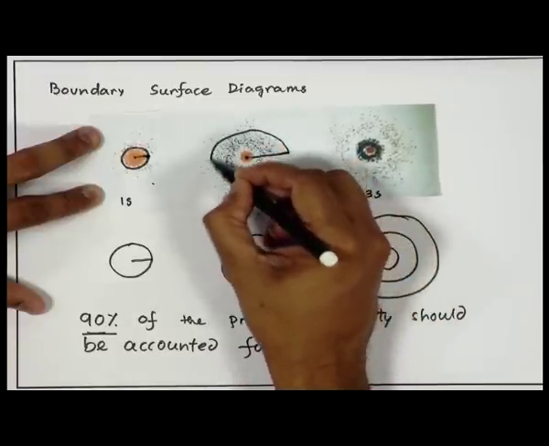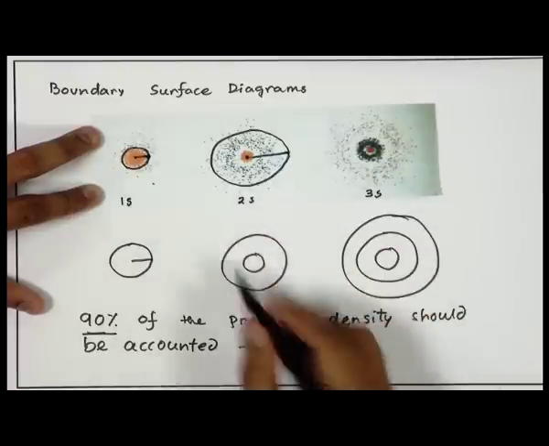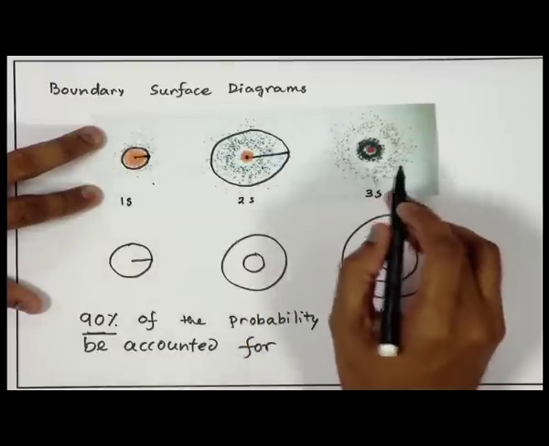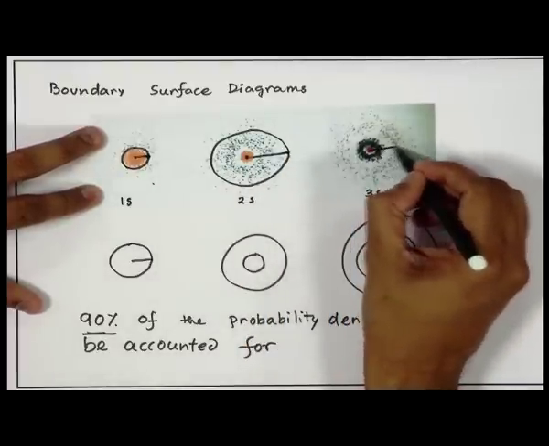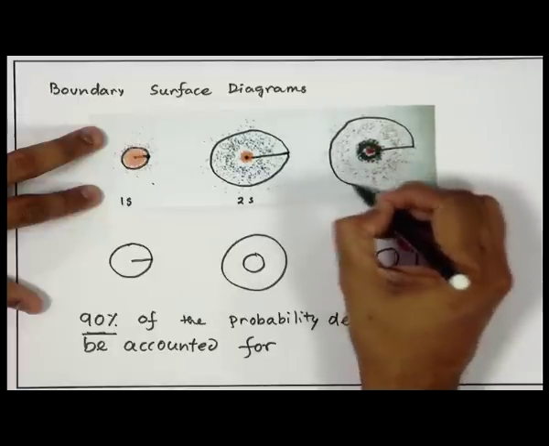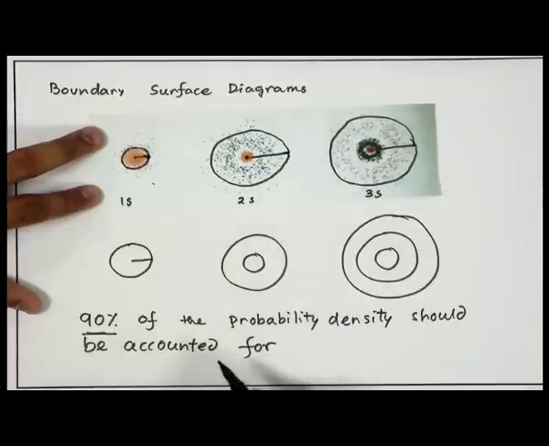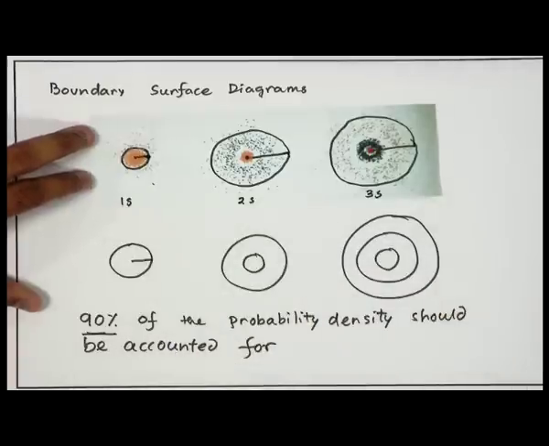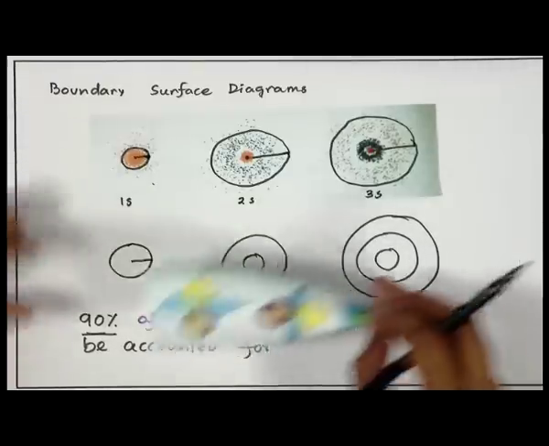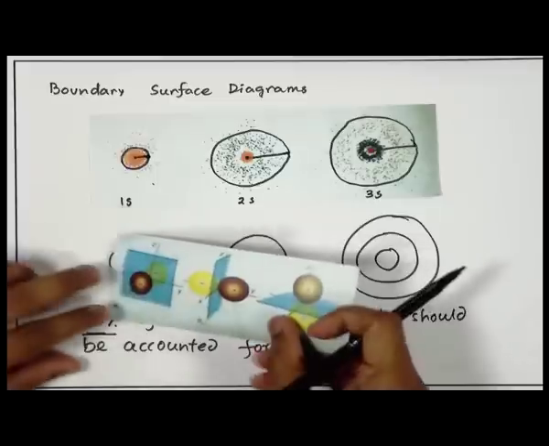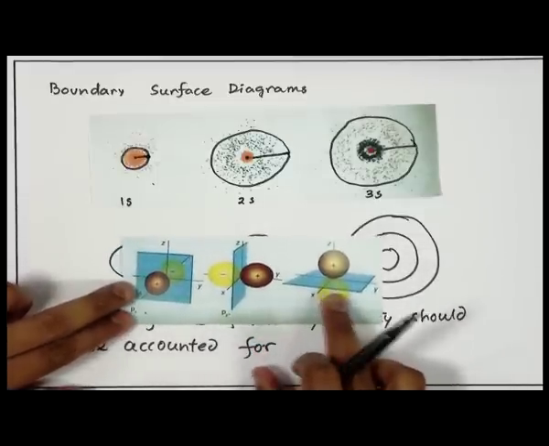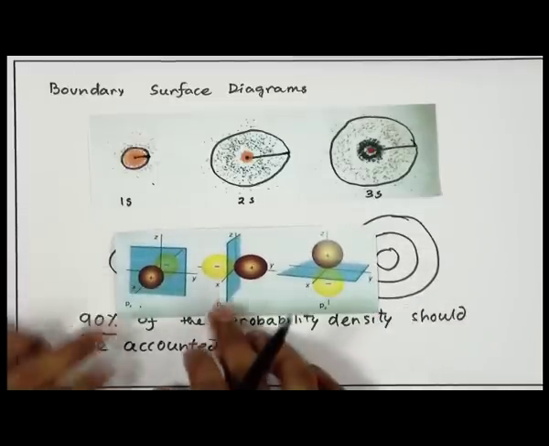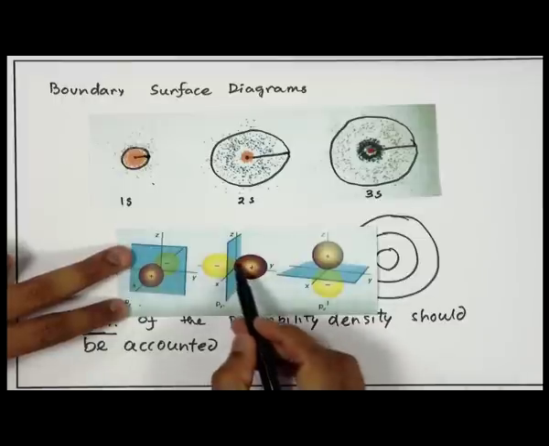So, I say okay, this is my bound region. So, this becomes the boundary surface diagram for 2s, and similarly for 3s I do this. The boundary surface diagrams help us obtain the pictures that we showed. For example, the px, py, pz orbitals that I showed you earlier, you see these lobes.